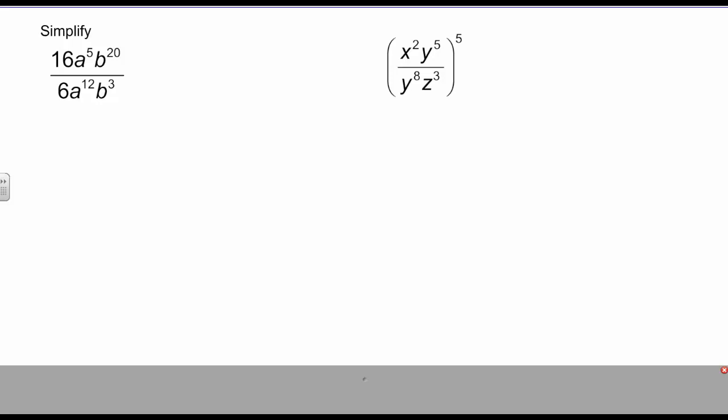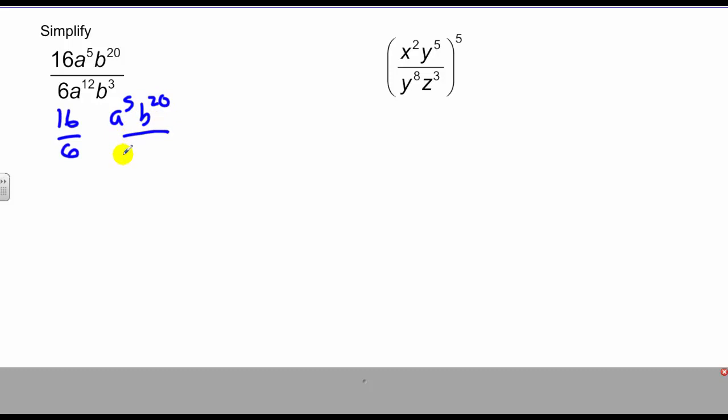So now we're going to go through a series of exercises, and I will show you a couple of different ways I would go about solving these. In our first example, we notice we have 16 over 6, neither of which is a base of any exponent. So this is just a number. In fact, I'm going to separate it for us so we see that. 16 over 6, and then I have a to the 5th, b to the 20th, over a to the 12th, b to the 3rd.